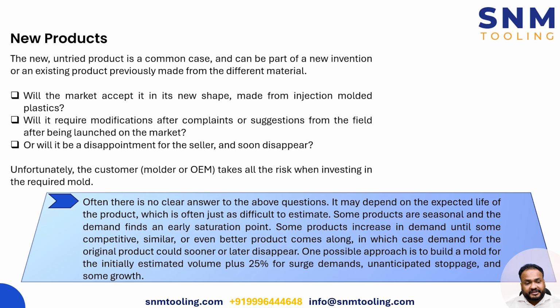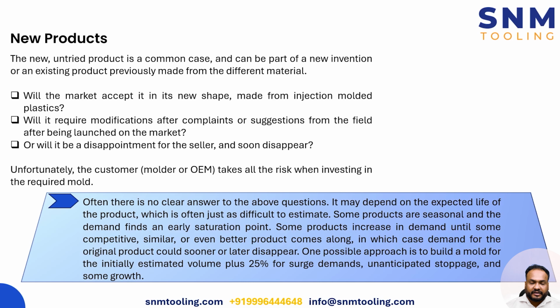So basically, if we are making a totally new product, a new invention, or modifying an existing product into a product with some modifications, better design, and or a product with a different material, right? So there are three considerations, three possibilities. First is that if the market will accept it in its new shape, right?